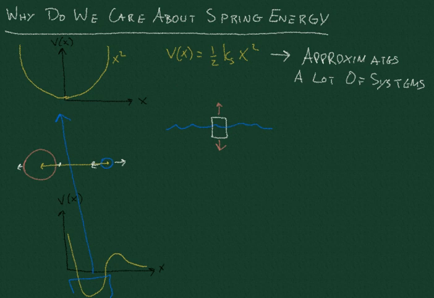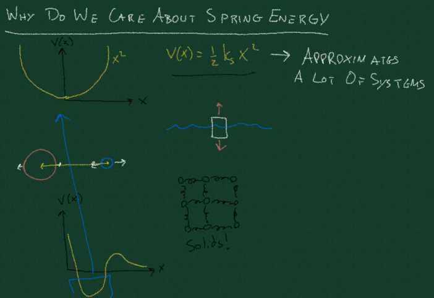But it's even more fundamental than that. If we look at a solid, we can approximate a solid as just a collection of atoms that are all tied together by springs. So we talk about the energy between all of the different atoms in the solid as being related by these different spring potentials. It turns out that's a very good approximation. So even solids behave like springs.